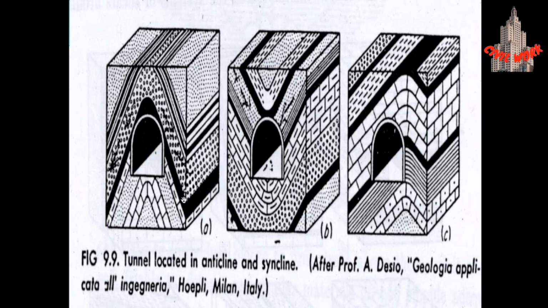We can see this figure as an anticline, and we will have this figure as a syncline. In an anticline, we have high pressure here and low pressure here, and at the edges we have higher pressure. But in a syncline we have a different situation. We have low pressure on the sides and higher pressure in the middle. This shows the anticline and syncline behavior in a tunnel.